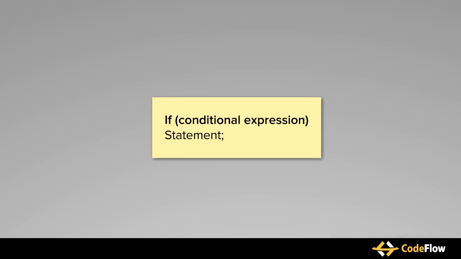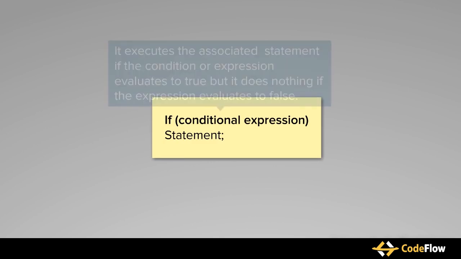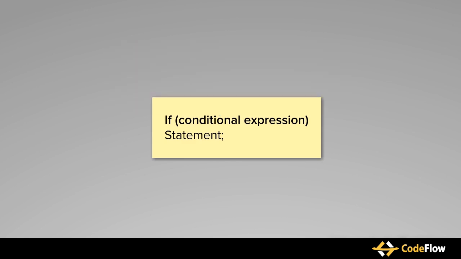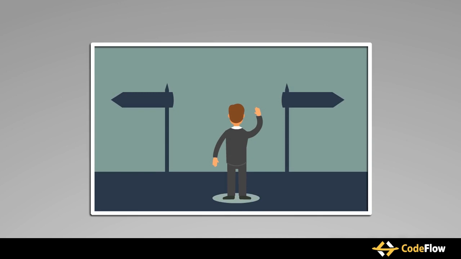We have understood that independent if statement allows us to execute a set of statements if a condition or expression evaluates to true. But what if we want to execute another set of instructions if the expression evaluates to false? The independent if statement does not help us in such a situation. But don't worry, C language provides another form of if, called if-else statement. This can help us in such a situation. Let's learn about if-else statement.